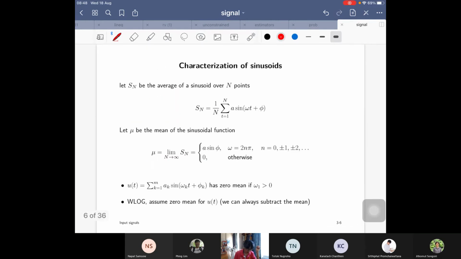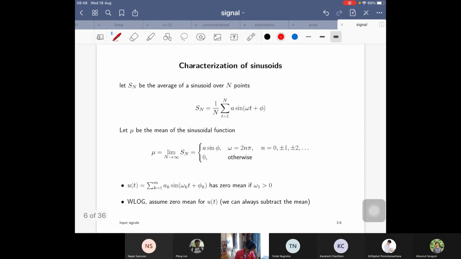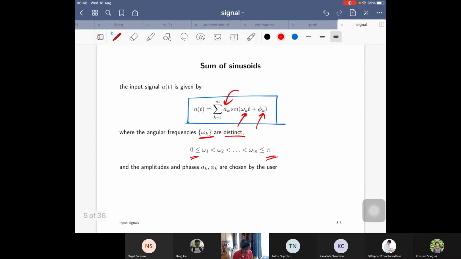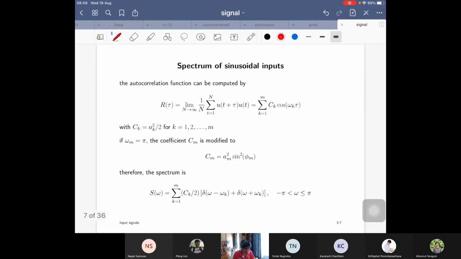That's the description. What we're going to do next is, if you have the sum of sinusoids, take a look at the autocorrelation function and the spectrum. If I have the sinusoid at omega k frequencies, intuitively you would expect that in the frequency domain you would see something related to omega k, and of course that's going to show up in the analysis.